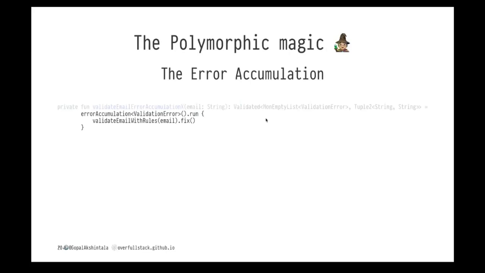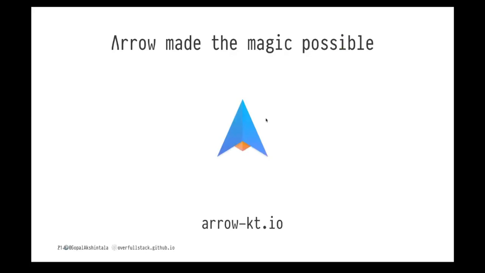And it's made possible because of the library called Arrow. Arrow is a Kotlin library. It has borrowed a lot of things from Cats from Scala. But this library takes functional programming to the next level. And it's a really useful library. You should go to this URL and explore what all they offer. After this talk, probably you'll find it easier to explore because you should be able to connect all the dots easily.